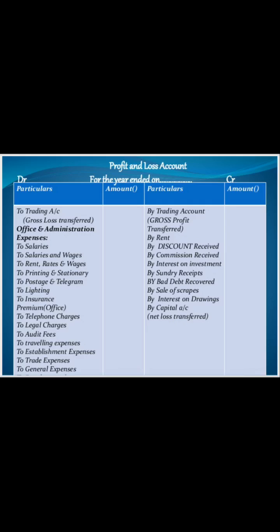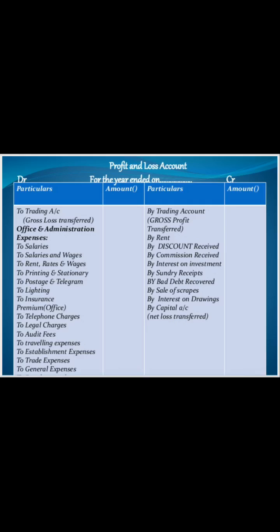Whatever gross profit or gross loss we have calculated in the trading account is to be carried forward or written down in profit and loss account by the name gross. If there is gross profit, then it is to be mentioned on the credit side by the name by trading account gross profit. And if there is any loss in the trading account, then it is to be mentioned on the debit side by the name to trading account gross loss transferred.